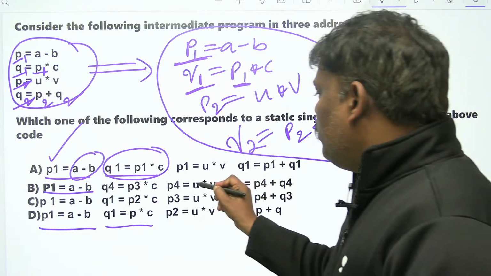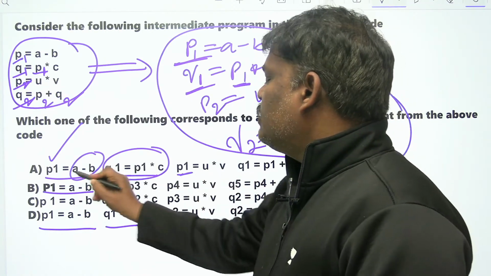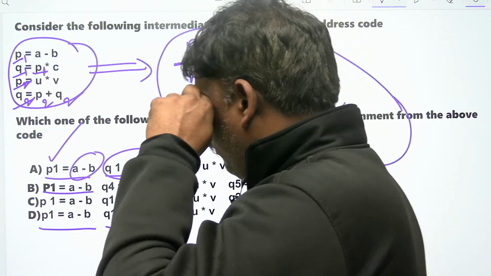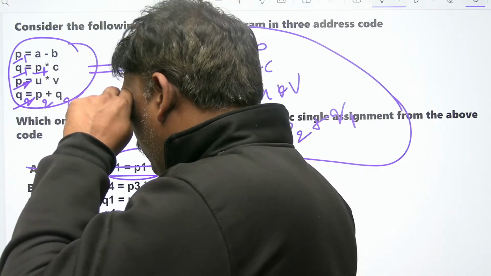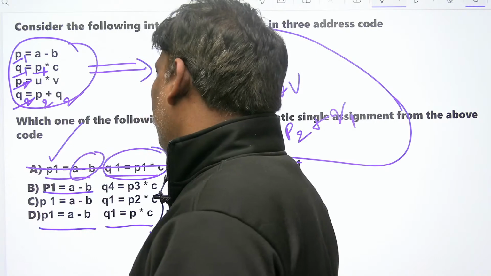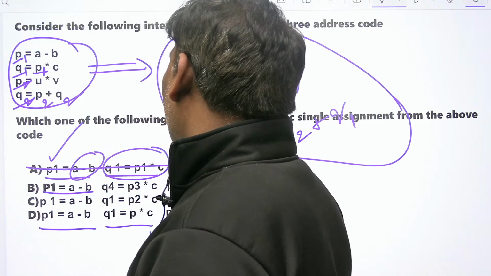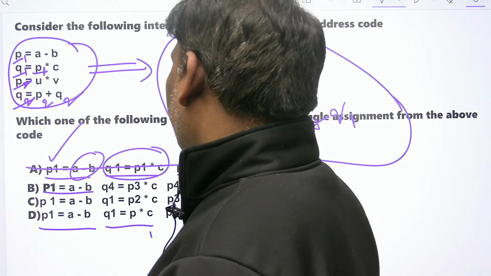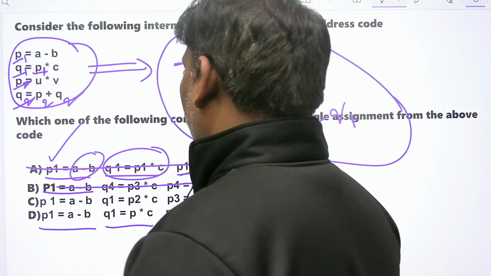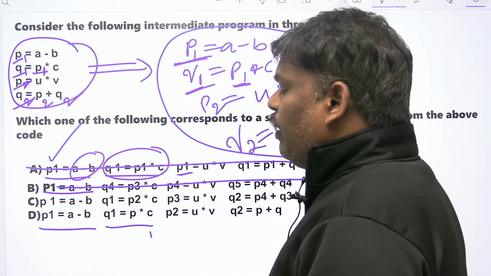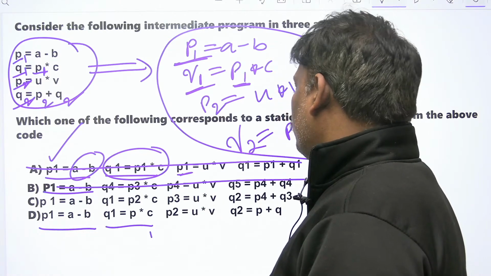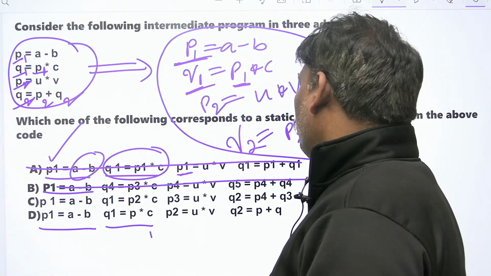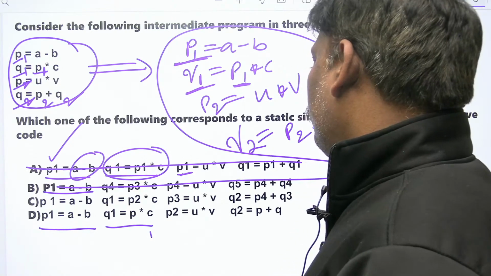So A cannot be the answer, because on the left hand side P1 appears twice. Next one, see B now. P1 is equal to A minus B. Q4 is equal to P3 into C. So no. Now see option C. P1 is equal to A minus B. Q1 is equal to P2 into C. No.